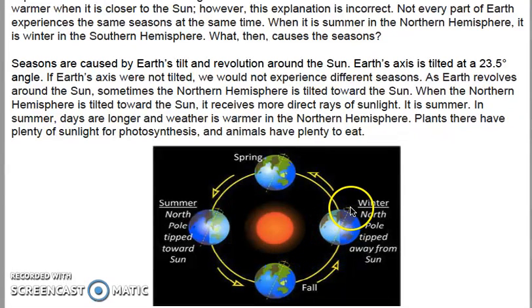So you see here, this is winter. This is the North Pole. We are in the northern hemisphere. We are tilted away from the sun. Therefore, we are not getting as much direct sunlight. Opposite of the sun, we have summer when the northern hemisphere is leaning toward the sun. And you can see at the southern hemisphere, they're not getting as much sunlight or direct sunlight.